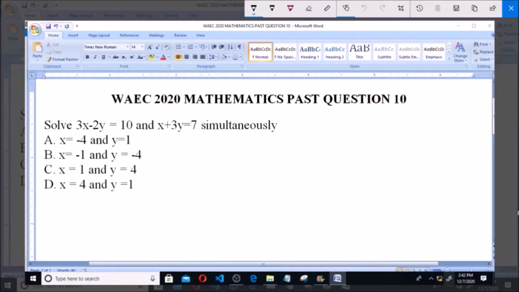I will be answering WAEC 2020 Mathematics Past Question 10. Solve 3x minus 2y equals 10 and x plus 3y equals 7 simultaneously. Now this is a simultaneous equation, and we are asked to solve this equation simultaneously.